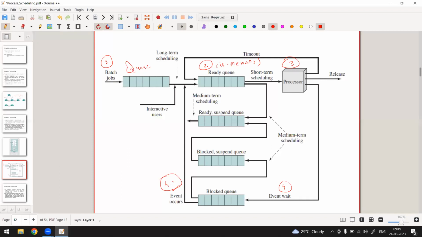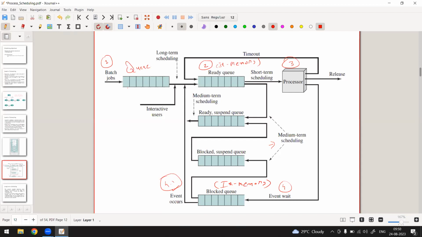When it goes into the block suspended queue, it is because this block queue is in memory, right? When memory becomes full and new processes are continuously coming, it has to swap some process out and then it will go to the block suspended queue. So basically it is a swap out operation. That's why it is done through the midterm scheduler.